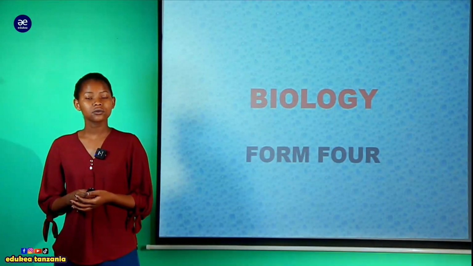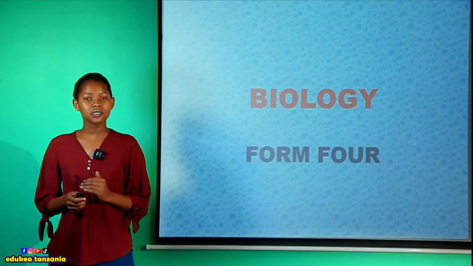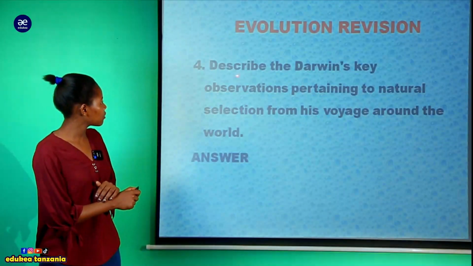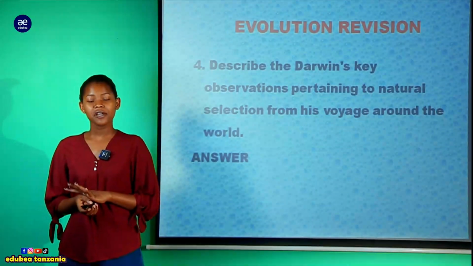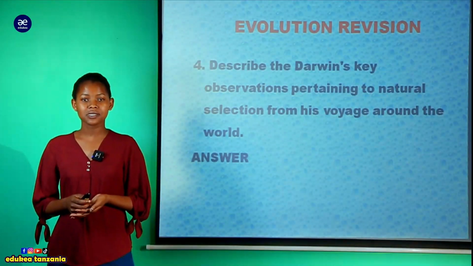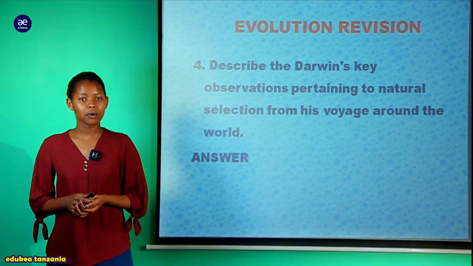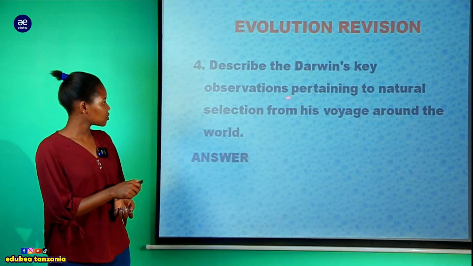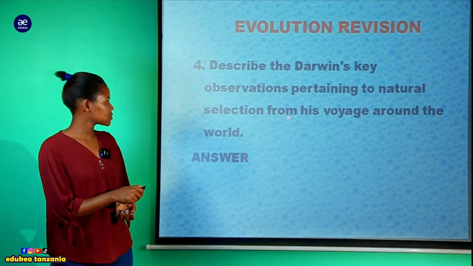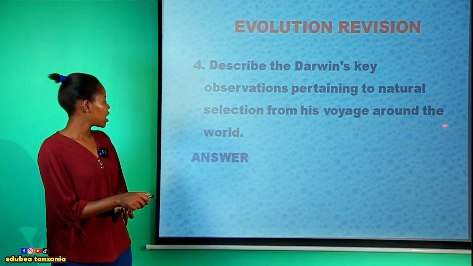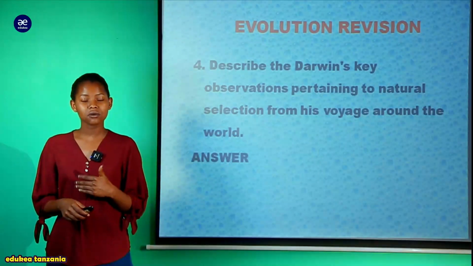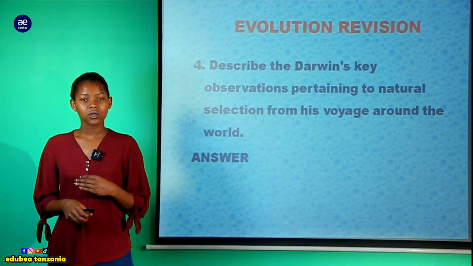And now we are going to continue the exercise number 4.2, with question number 4, question number 5, as well as question number 6. Starting with our question number 4, my dear students, it says: describe Darwin's key observations pertaining to natural selection from his voyage around the world. We are required to describe Darwin's observations.